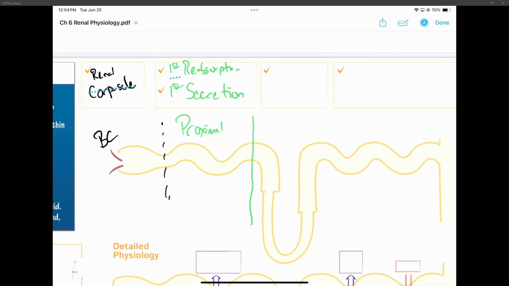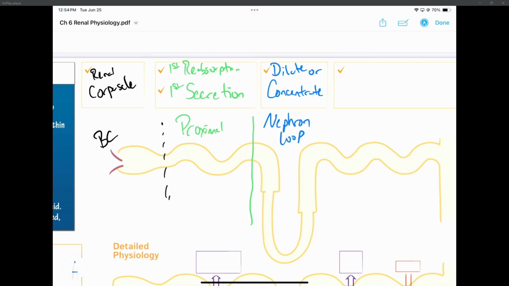Second part, or the third part, this is your nephron loop, also known as the loop of Henle. And in this area, we dilute or we concentrate. Dilute or concentrate the urine. That's the job of the loop of Henle. So obviously, we're talking about dilution or concentration.